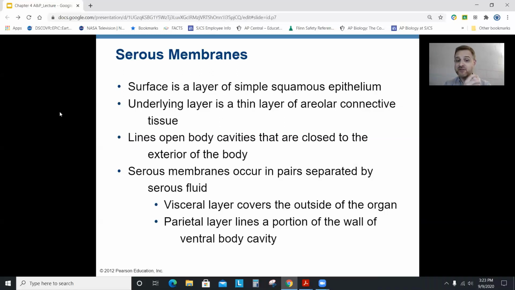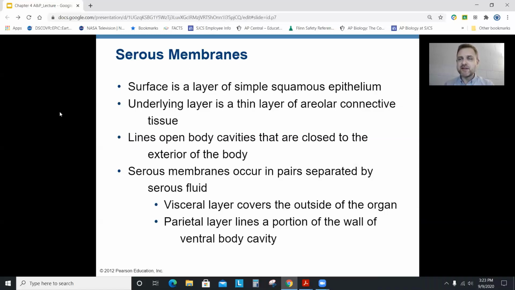The part that's touching the heart is visceral. The part that's touching my internal body cavity is parietal. Usually between the two, there's not much space, but there's a very thin layer of serous fluid.